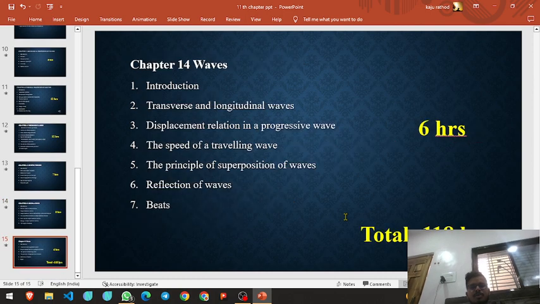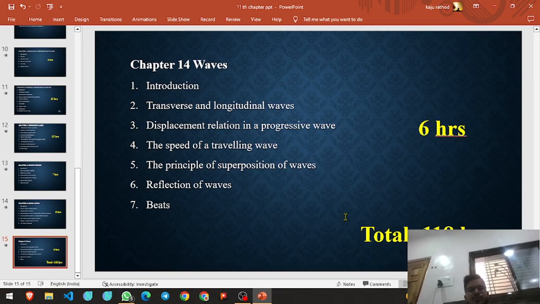Then the last chapter of 11th is waves. There are two general types of waves, transverse and longitudinal waves. We are going to study this concept, also the speed of traveling waves, and reflection of waves in this chapter. The time required to teach the whole syllabus of 11th is about 118 hours.